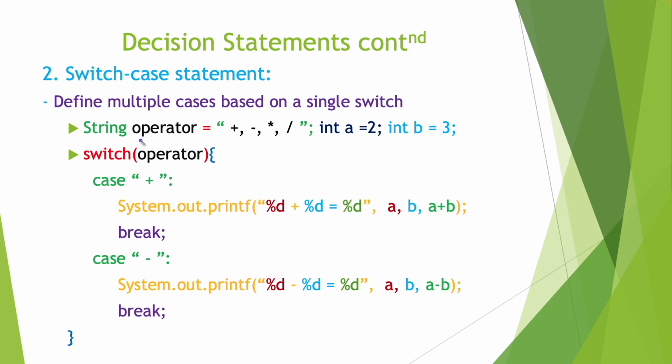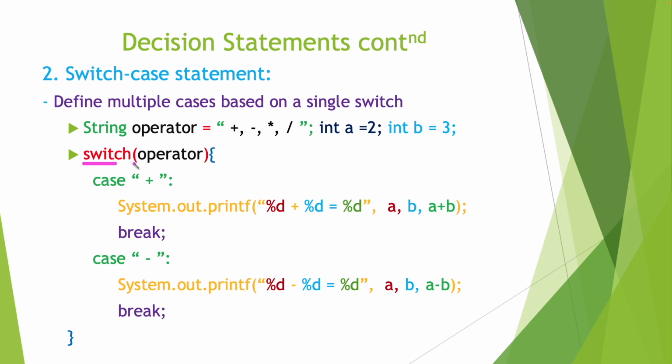Assume that in your program there is a variable named operator, and this operator could hold one of these values: plus, minus, multiplication or division. And there is a variable a that has value of 2, similarly b has value of 3. You pass this operator variable to the switch. If this operator is a plus sign, your program will run this line of code right here.